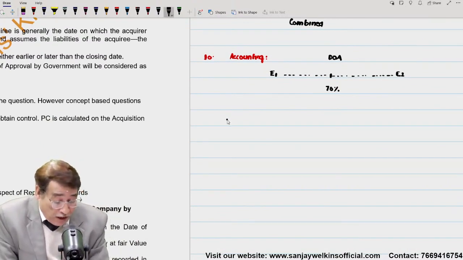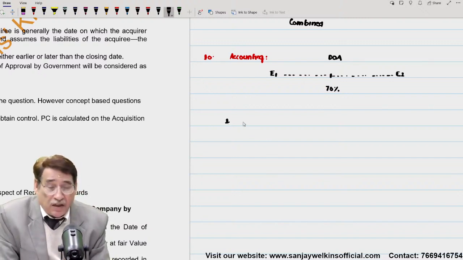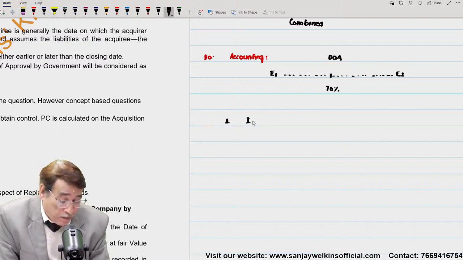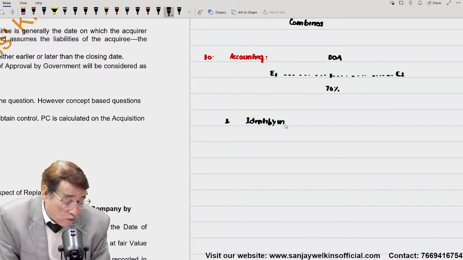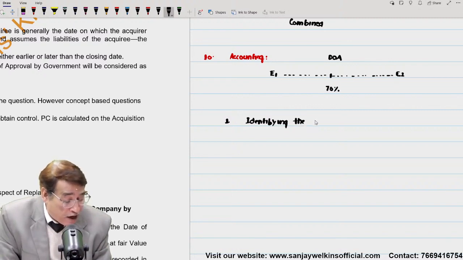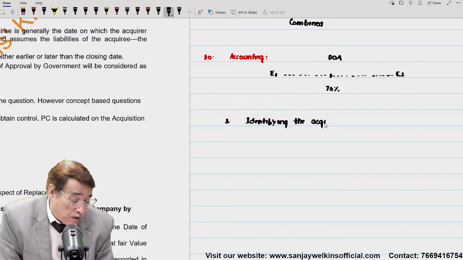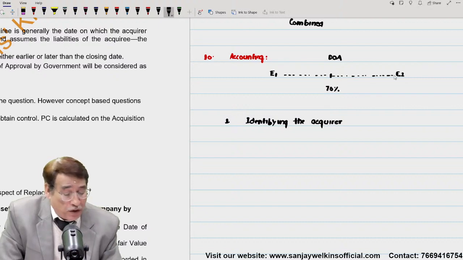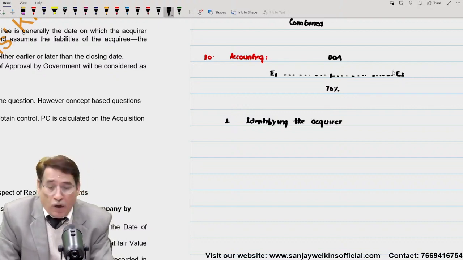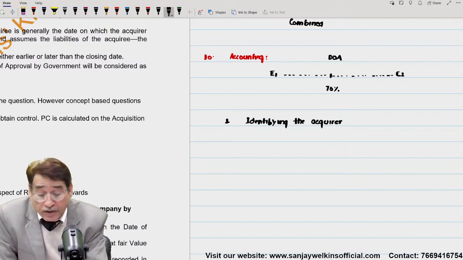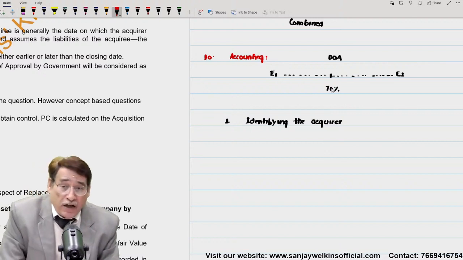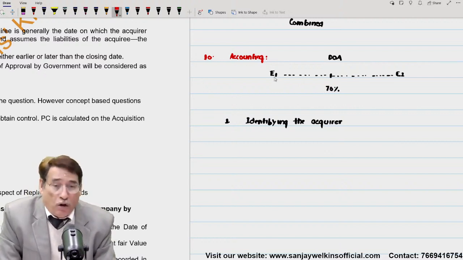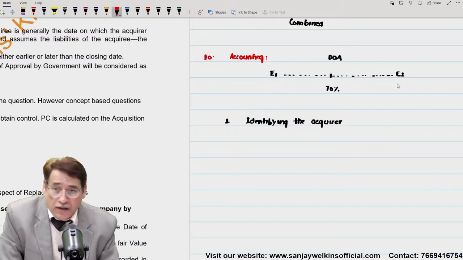So what are the steps involved in doing the accounting? The first step, the standard says, is to identify the acquirer. Now what do we mean by identifying the acquirer? For example, in this particular case, when I say that E1 has got 70% of the stakes of E2, it is quite visible who is the acquirer. You let me know who is the acquirer in this particular case. Obviously, we have got the control, so we are the acquirer and E2 will be the acquiree company.